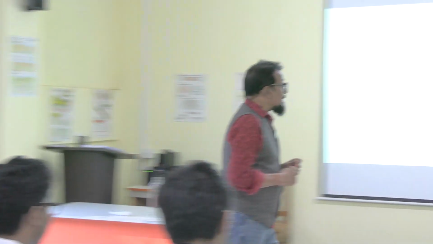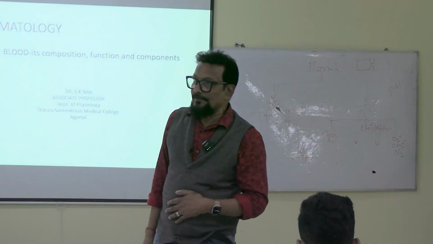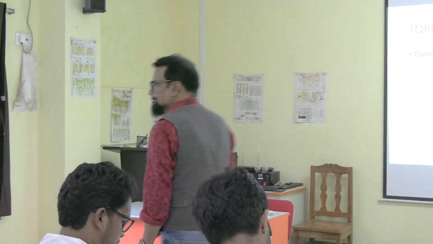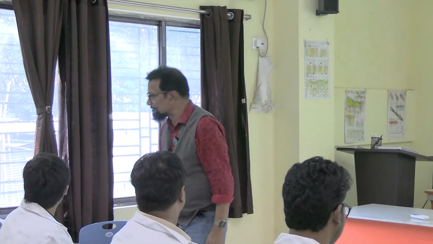Okay, and now these plasma proteins are of 3 types. In some books you will get 4 types. What are these? Different varieties of plasma proteins.